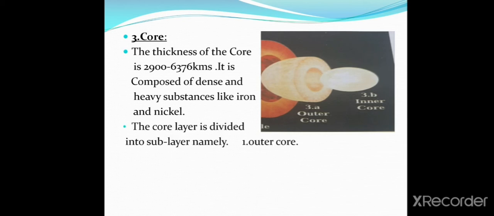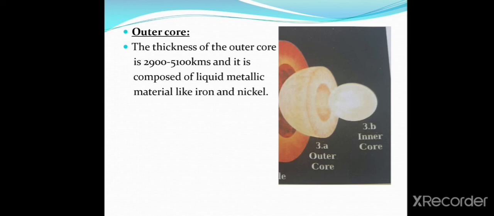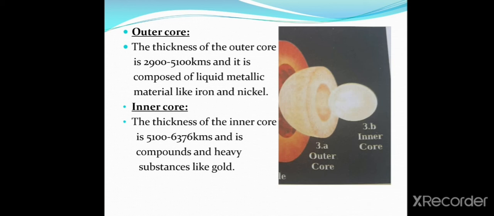The core layer is divided into sublayers, namely outer core and inner core. Outer core. See children, outer core. The thickness of the outer core is 2900 to 5100 kilometers and it is composed of liquid metallic materials like iron and nickel. Inner core. The thickness of the inner core is 5,100 to 6,376 kilometers and it is composed of dense and heavy substances like gold.